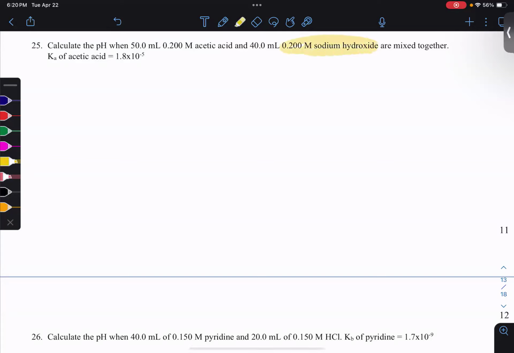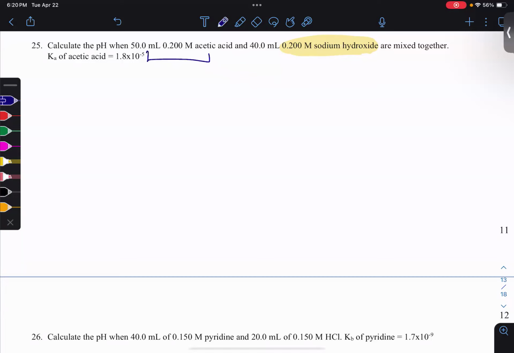When there is something strong reacting. If you have a strong acid or a strong base that you're mixing with something else, you have to do a BCA table because strong acids and strong bases react with stuff. BCA is before, change, after a reaction. So that sodium hydroxide is going to partially neutralize or fully neutralize that acetic acid. So we have to do a BCA table.